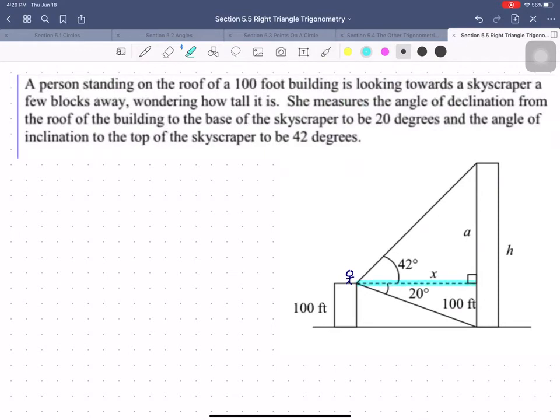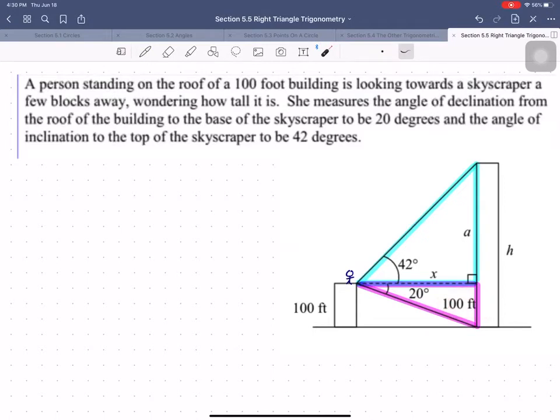So this is one right triangle, okay? And this is my other right triangle, and notice they share a side, right? X is involved in both of them. Now, I want to make sure you understand where this 100 feet came from.